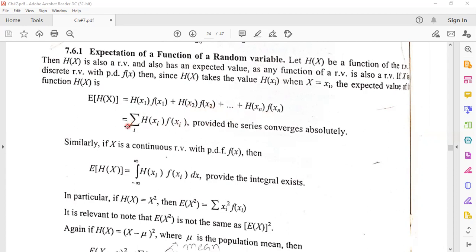Write this formula in summation form. Summation i, h of xi into f of xi, provided the series converges absolutely. ये सीरीज को कन्वर्ज करना.